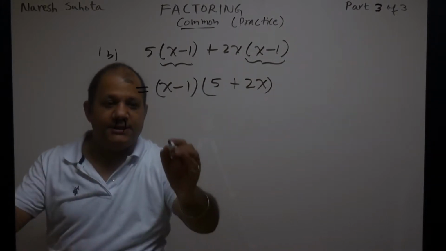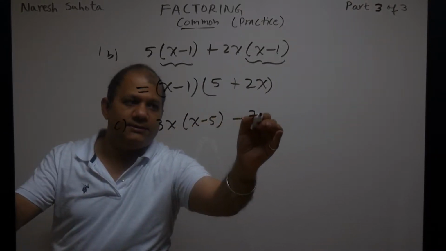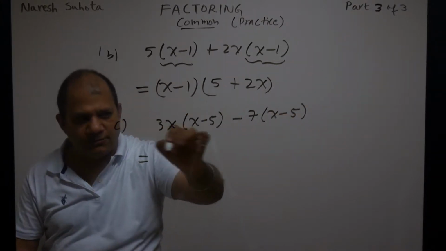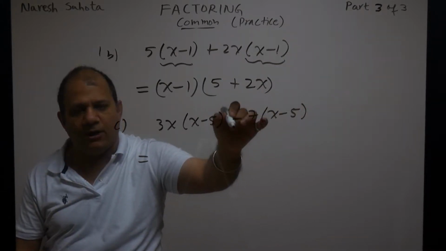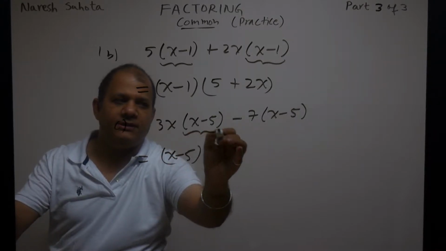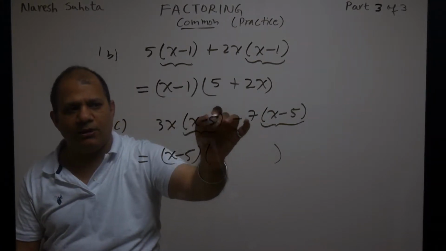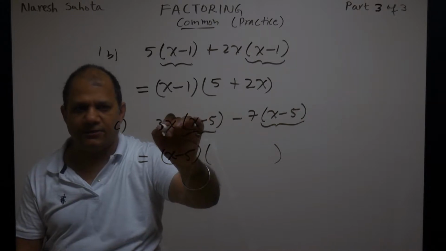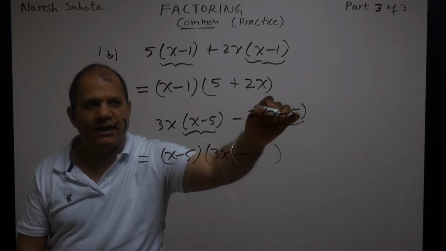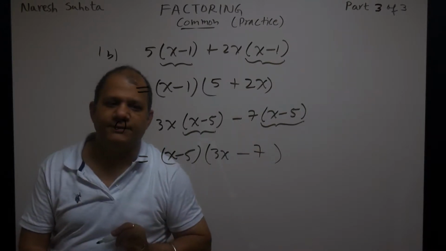So let's look at 1c. 3x times (x minus 5) minus 7 times (x minus 5). Again here we have two terms. This is the first term, this is the second term. The operation is that of subtraction. So x minus 5 is the common factor because it appears as a factor in both terms, right? From here you pull out a factor of x minus 5. The other factor is 3x. And here you pull out a factor of x minus 5. You're left with the other factor of 7. And because it's minus, it's going to be minus.